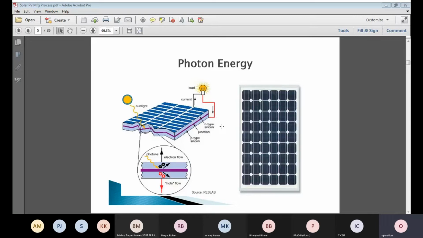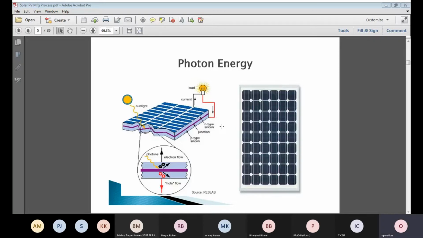Voltaic means it is not storage. It will generate instant energy. We have to collect it and save it in the form of batteries or heat, anything, or utilize it at the same time. So that is why it is called photovoltaic modules, solar PV modules.